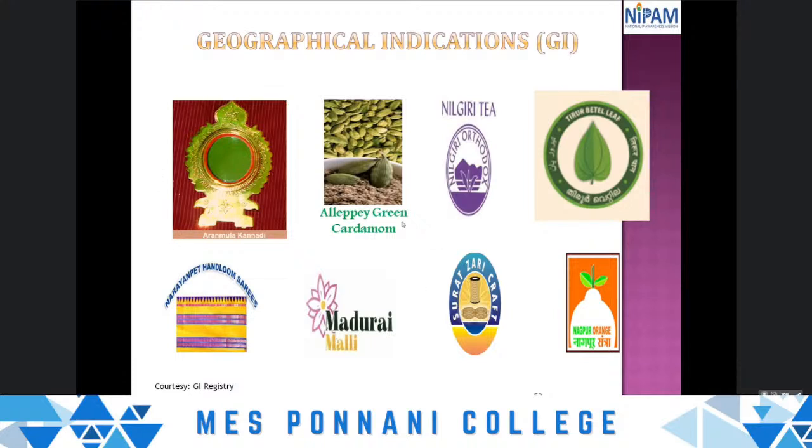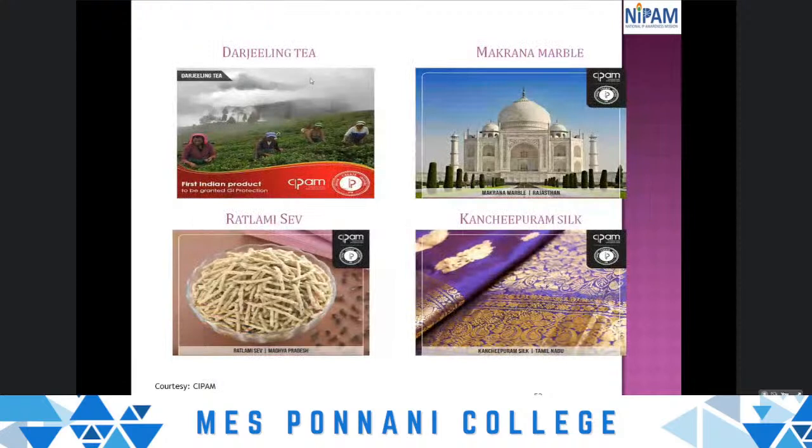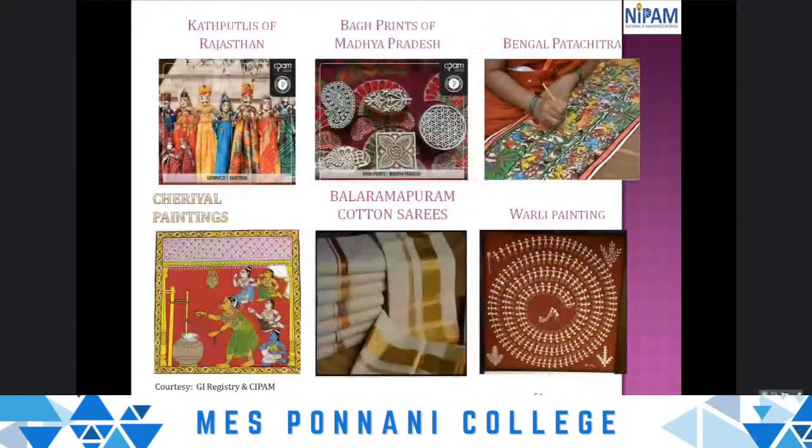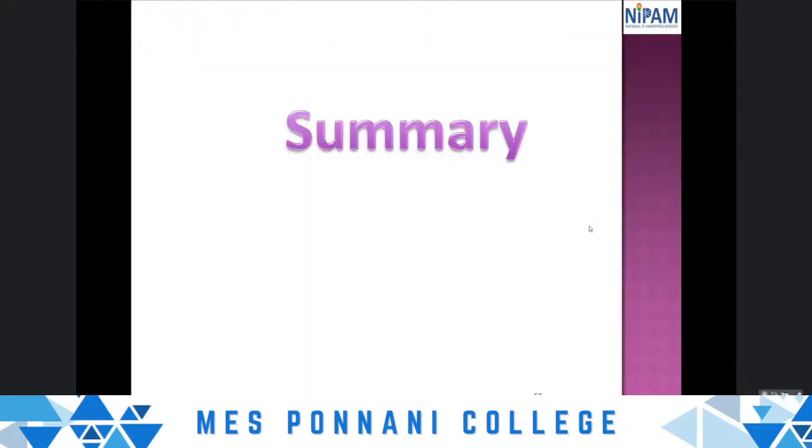So here you can see several examples of products that have been given a GI tag, like Alappi Green Cardamom, Tirur Vettila, Nagpur Orange. Darjeeling Tea was in fact the first product in India to get a GI tag. Makrana Marble from Rajasthan, which is even used in the Taj Mahal. Kanchipuram Silk. Now, you have seen that a wide variety of products can be given a GI tag, even handloom sarees of Kerala. Then artistic works can also be given, like these kath putlis of Rajasthan. Agricultural products can also be given, like Pokkali rice and Nagpur orange we saw earlier. So that was all about GI.